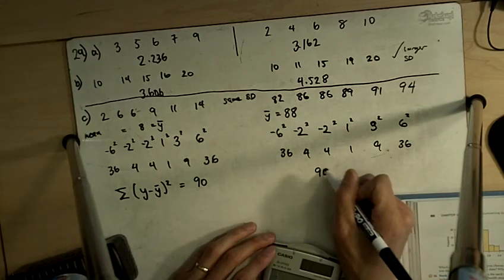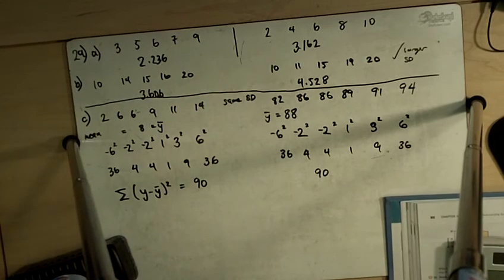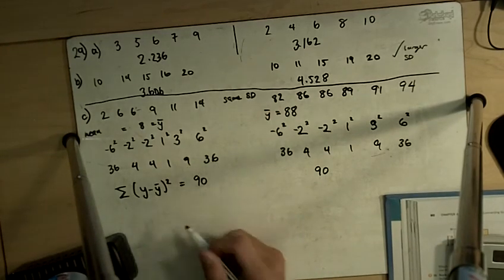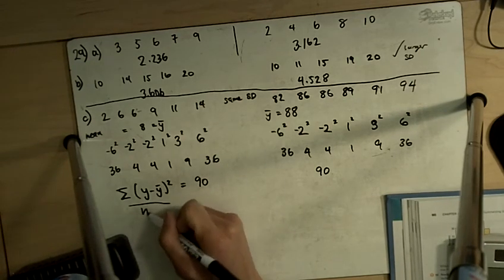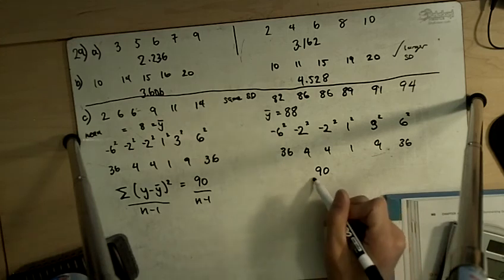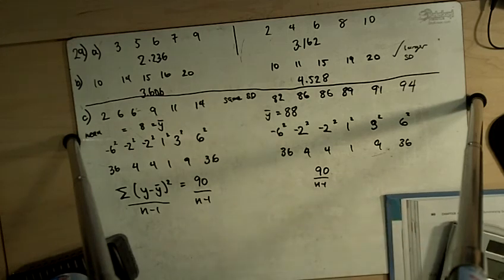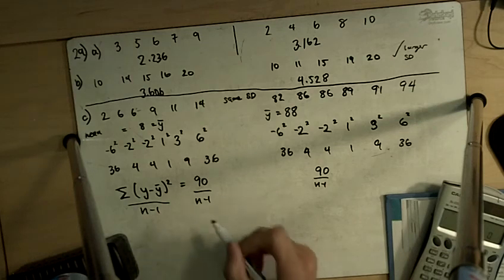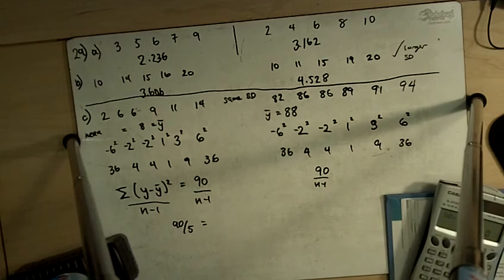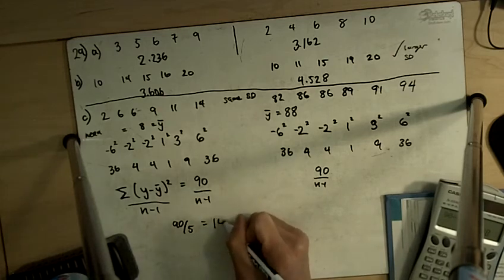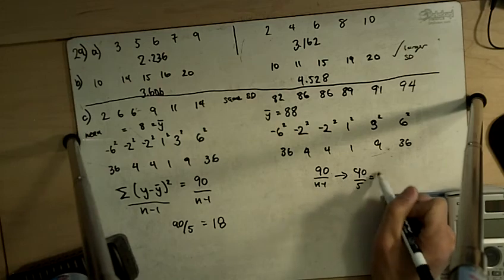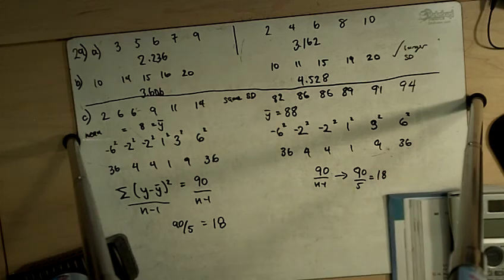Okay, so we're going to have the same set over here. And so now we divide by 1, 2, 3, 4, 5, 6 minus 1. So we're dividing by n minus 1. Okay, so we have 6 points, so our n is 6, so n minus 1 is 5. So we have 90 divided by 5 is equal to 18. And over here we have 90 divided by 5 is equal to 18.